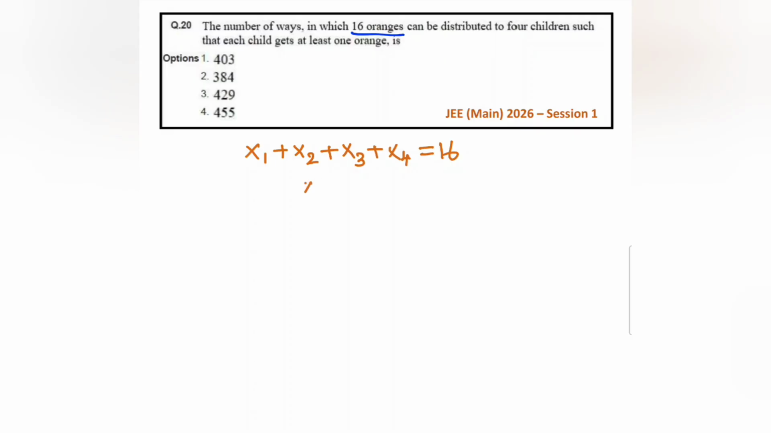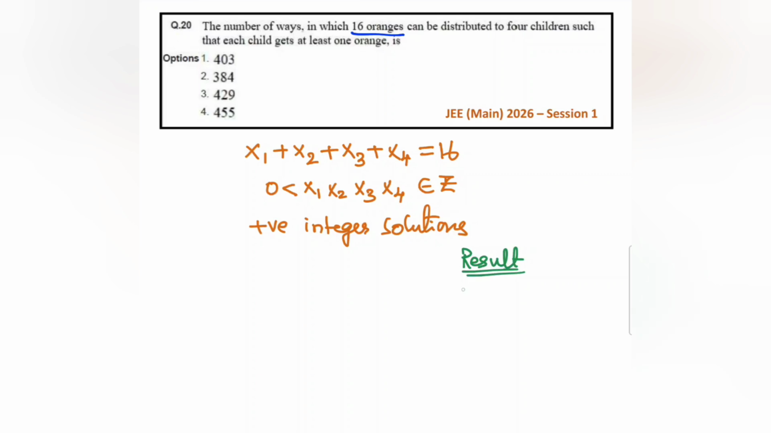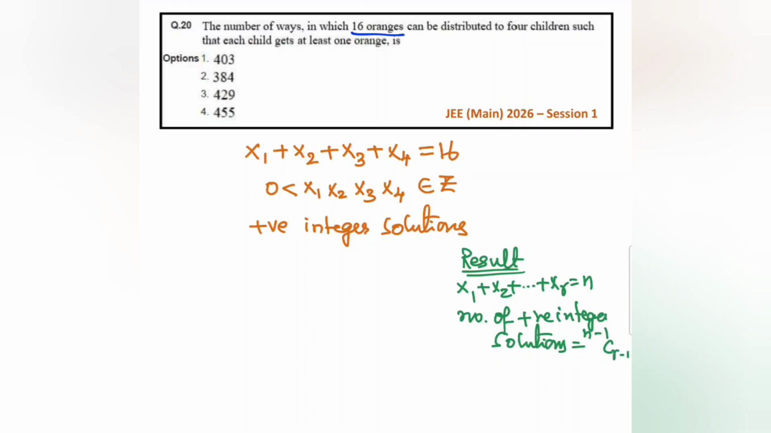Now the very important thing here is x1, x2, x3, x4 are integers and should be greater than 0. So basically it means positive integer solutions. Now, a very important result, let me just recall here. Suppose I have x1 plus x2 and so on up to xr is equal to n, the number of positive integer solutions is equal to n minus 1 C r minus 1.